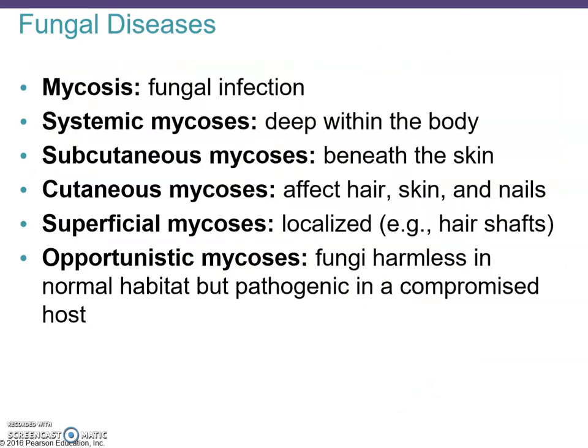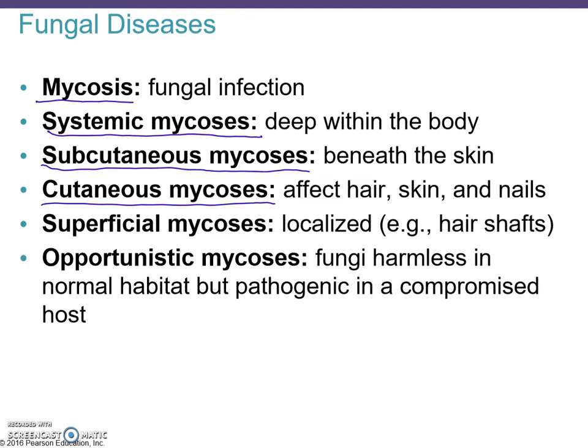Let's take a look at the terms that we're using when somebody has a fungal disease. In general, a fungal infection is called a mycosis. If the fungal infection is throughout the entire body or deep within the body, we call it systemic mycosis. If it's just under the skin, then it will be subcutaneous mycosis. And if it affects the hair, skin, or the nails, then it's a cutaneous mycosis on the skin. Superficial mycosis, they are localized. Here the examples given, the hair shafts.